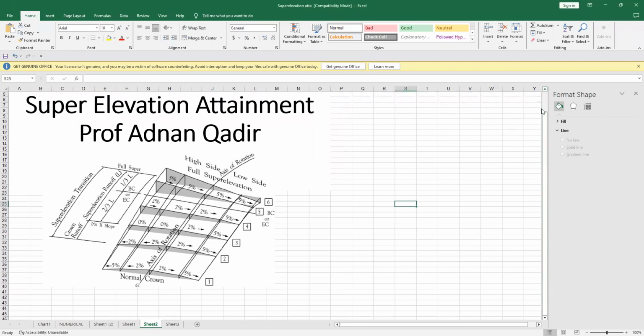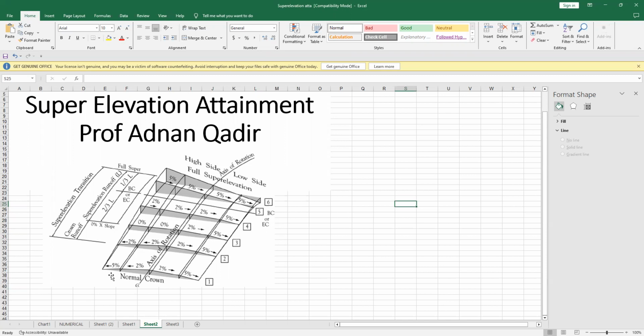My lecture today is on super elevation attainment, and as you all know, I am Professor Adnan Qadir. We need to understand how super elevation is attained gradually on a highway.